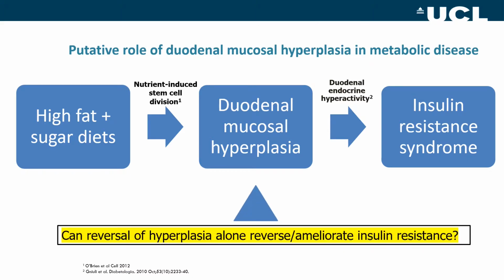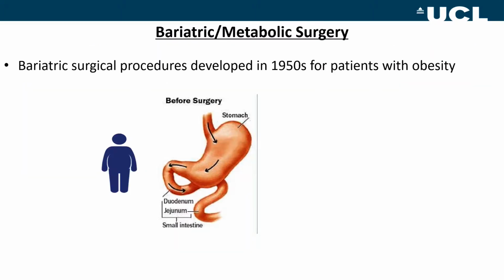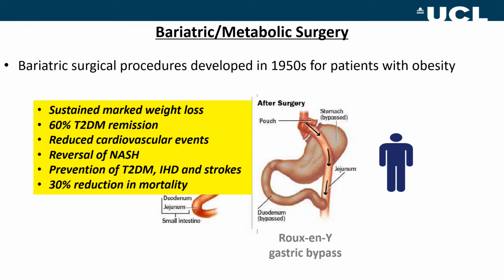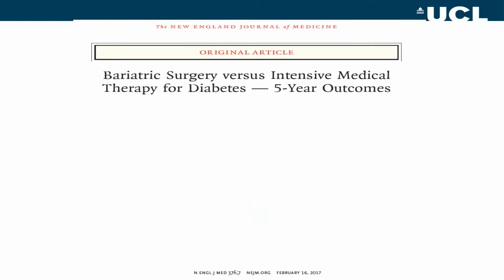So what can we do that can reverse this by targeting the duodenum? Well, we know this from bariatric surgery, which kicked off in the 1950s with bypass. We showed that after surgery, not only did patients reduce weight, but their insulin resistance improved, with a remission of up to 60% in type 2 diabetes, reduced cardiovascular events, reversal of fatty liver disease, and also a reduction in mortality.